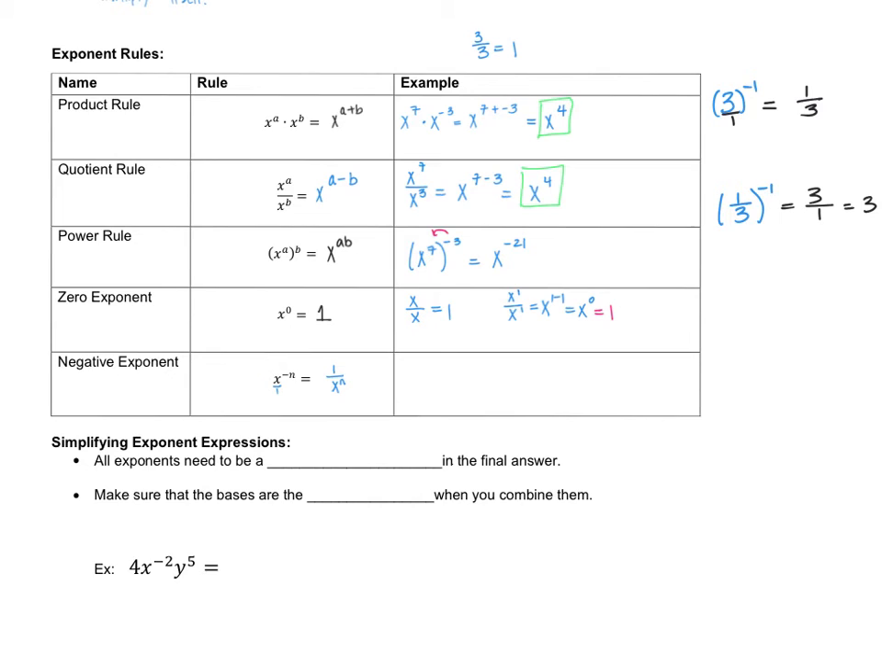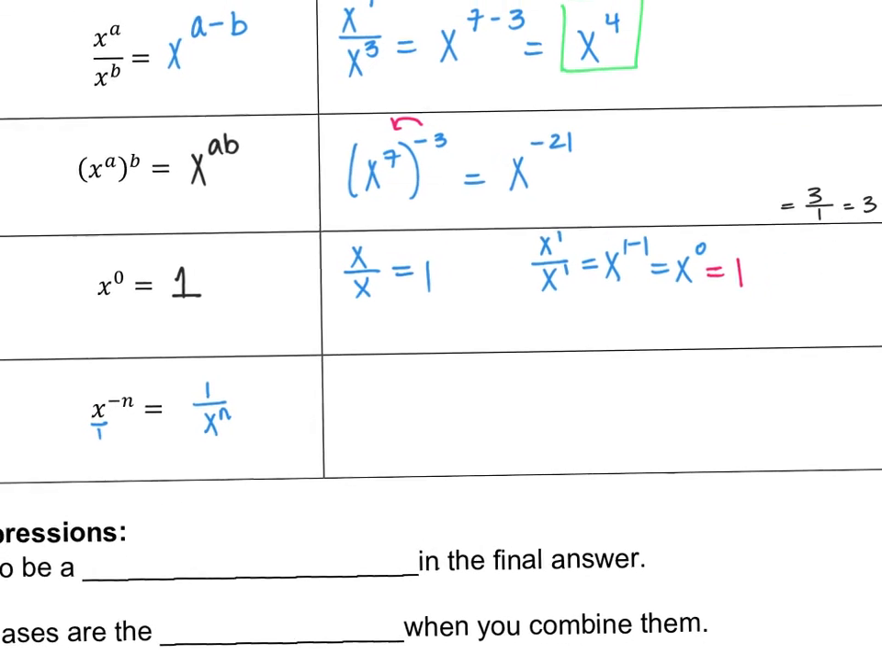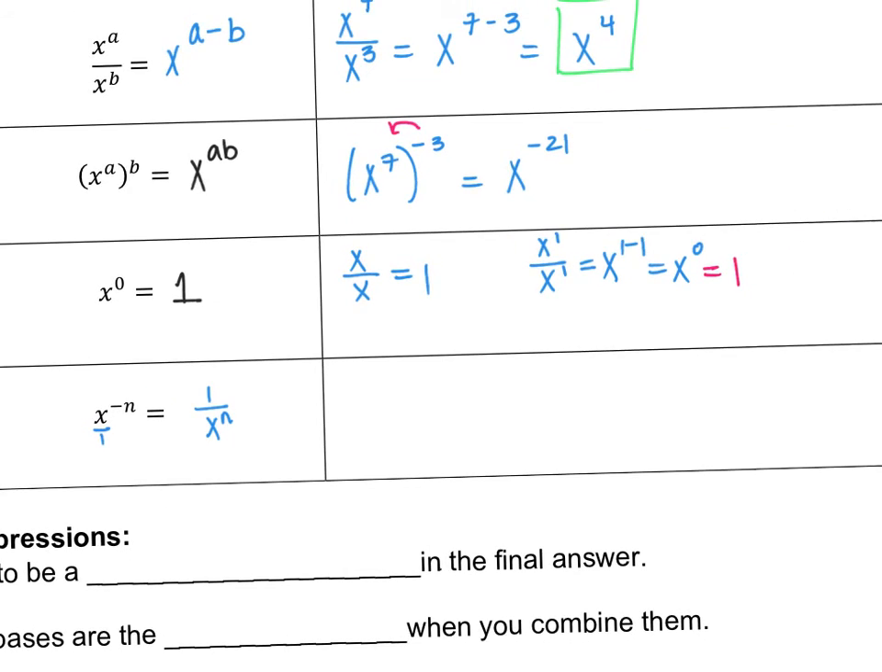You'll notice that this 3 ended up being in the denominator when it was a negative exponent. When you have a fraction, the denominator ends up being in the numerator when it's a negative exponent. So let's play around with an idea where we're just dealing with x's. Let me get this out of the way.